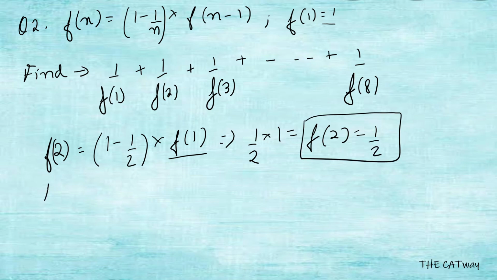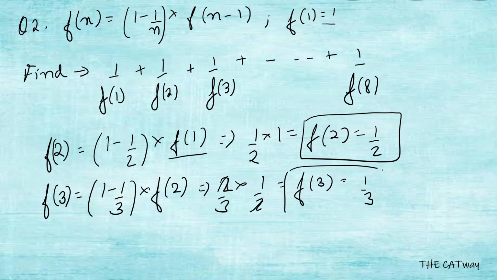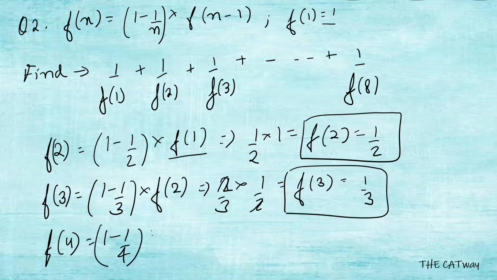Let's see for f3. f3 will be 1 minus 1 by 3 into f2. So what will be the answer? 2 by 3 into 1 by 2, so f3 is equal to 1 by 3. Now let's check for f4. f4 will be 1 minus 1 by 4 into f3. So what do we get? 3 by 4 into 1 by 3, so 1 by 4.